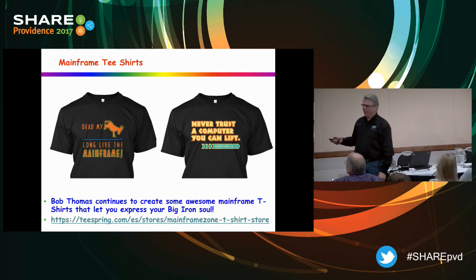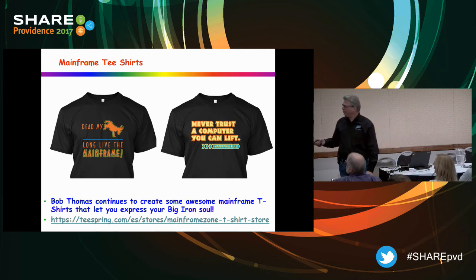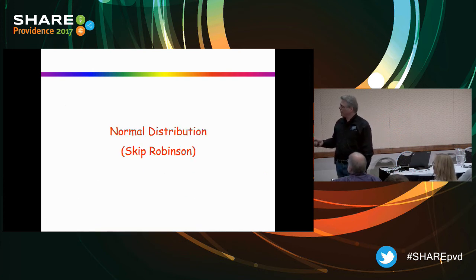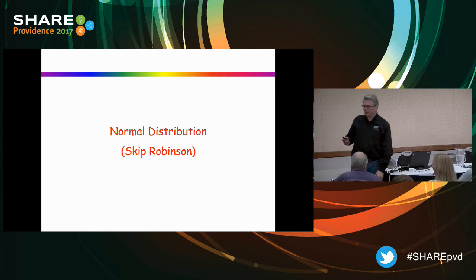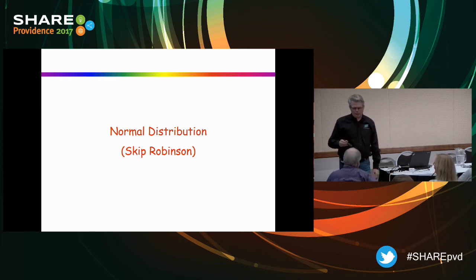And again, the best ones are ones that just push the boundaries just a little bit, because we want to have some fun. So these are some of my favorites of Bob Thomas's T-shirts, in particular this one, Dead by Donkey, Long Live the Mainframe. So you can get those out at Teespring and just order them up in whatever size you like. And now I'm going to pass it to Skip Robinson, who's going to take us home.